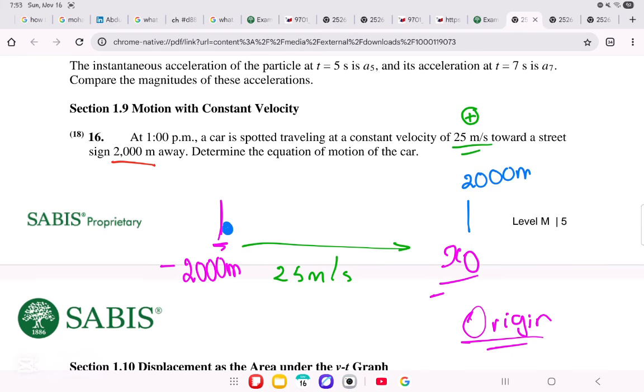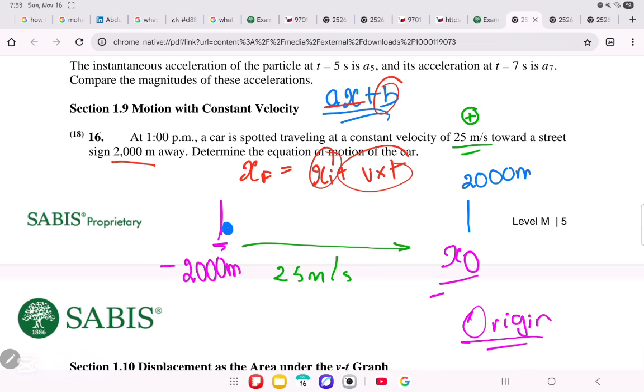Right, so what would be the equation of motion? Equation of motion is ax plus b. This is the slope equation, but it also works. Because do you know the equation of motion of a car with a constant velocity? It's x final is equal to x initial plus velocity times time. Very simply, ax plus b.